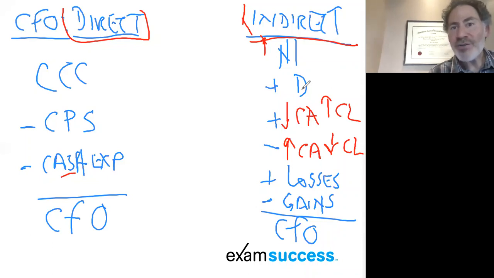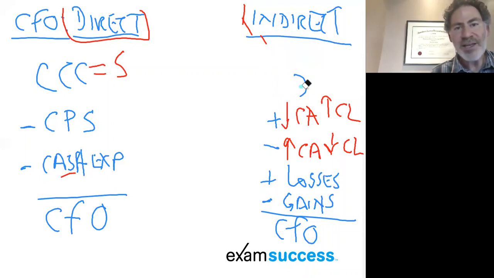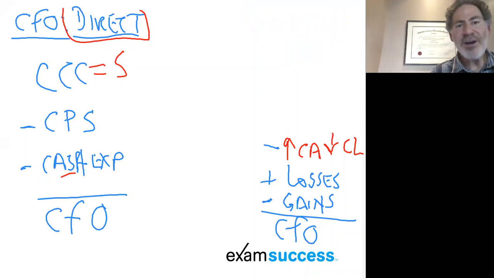Now, cash collections from customers. What is this? This starts off with the sales. And now we need to make adjustments for accounts receivable and unearned revenues. Let me just clear this off so that I don't run out of space here. I'm just going to make sure that we can read this. So the sales are adjusted for accounts receivable and unearned revenues.